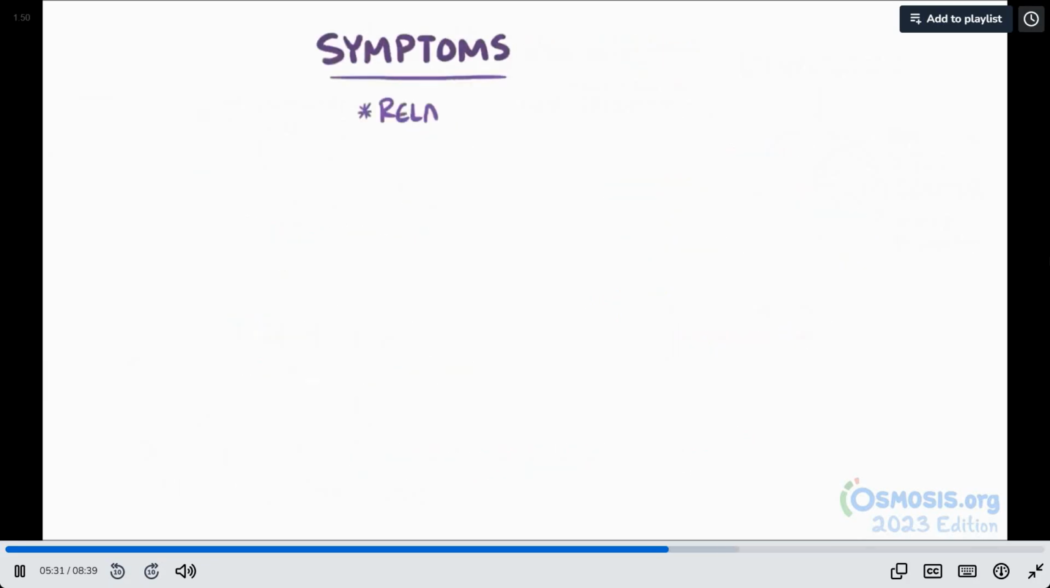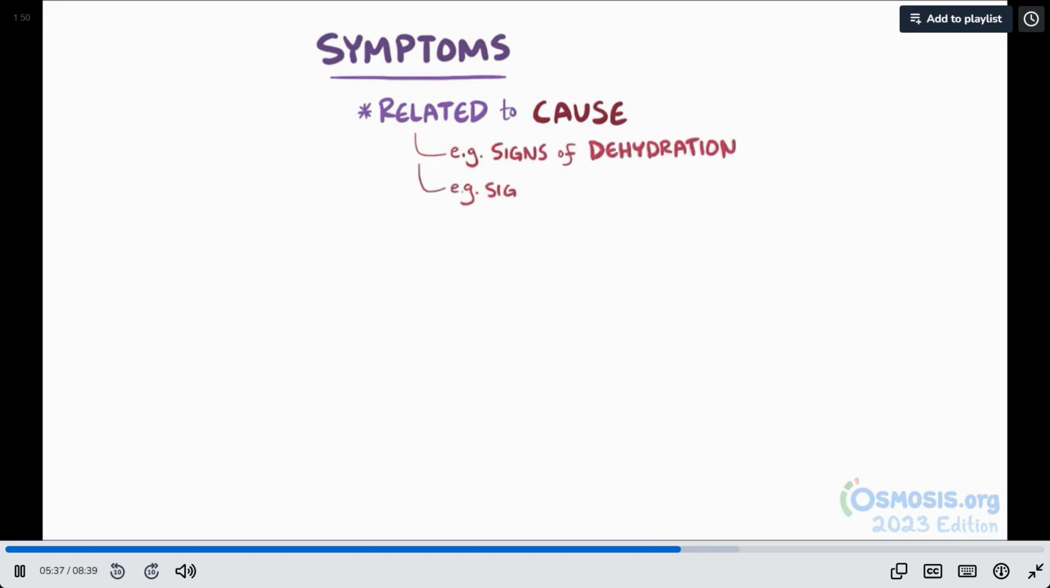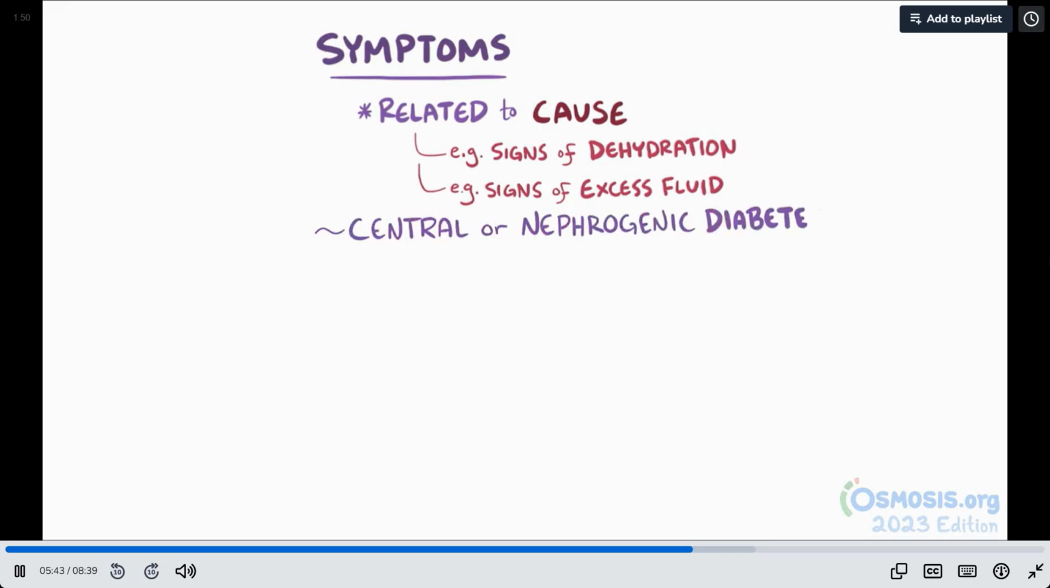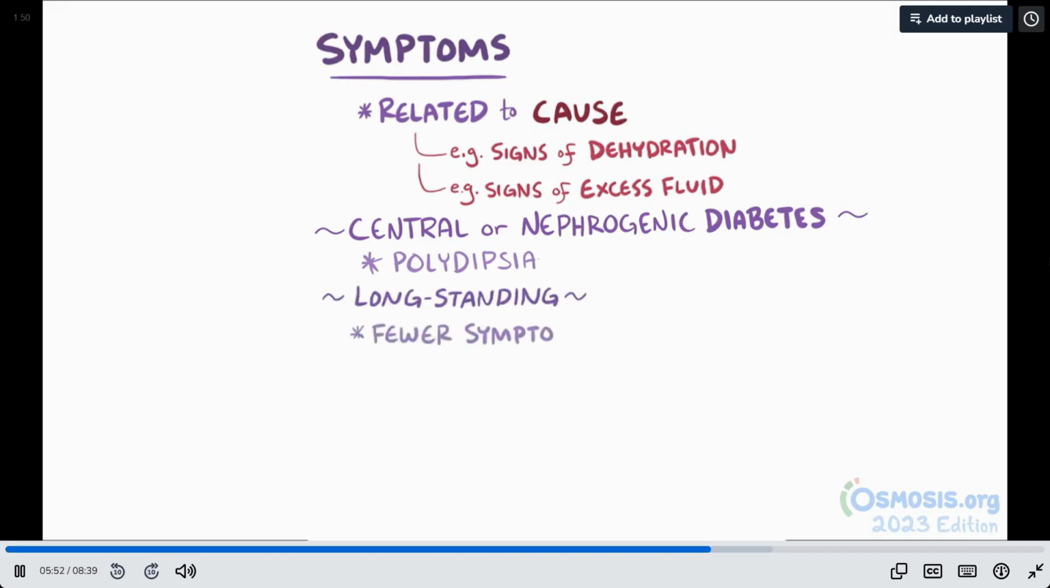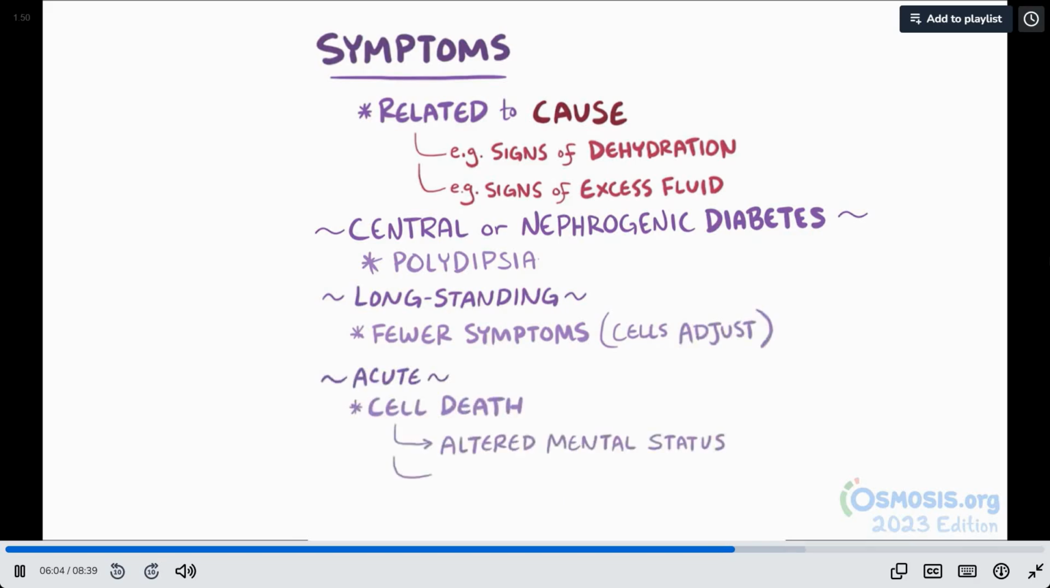Symptoms of hypernatremia are related to the underlying cause. For example, some patients might have signs of dehydration, whereas others might have signs of excess fluid in their tissues. Individuals with central or nephrogenic diabetes insipidus also have polydipsia, which means they drink a lot of water to make up for the losses. Long-standing hypernatremia typically causes fewer symptoms, because the cells have a chance to adjust, whereas acute hypernatremia can cause cell death, particularly in the central nervous system, which results in serious problems like an altered mental status, seizures, or even a coma.